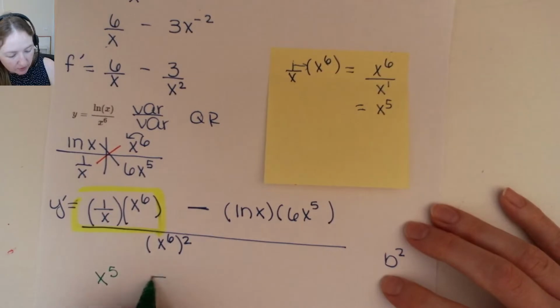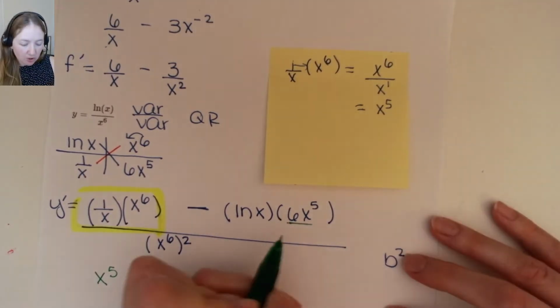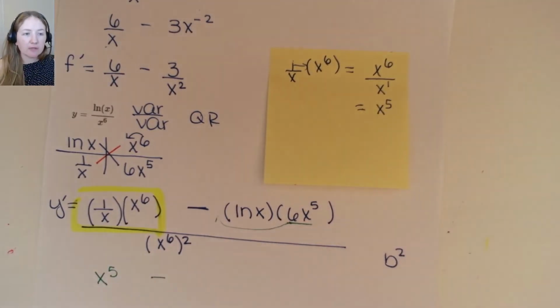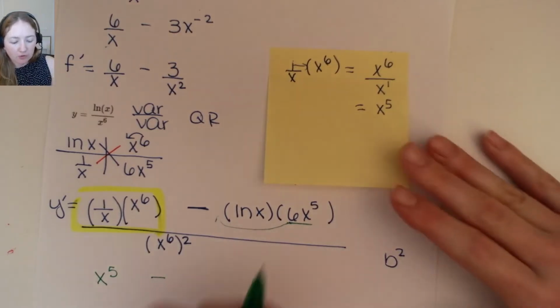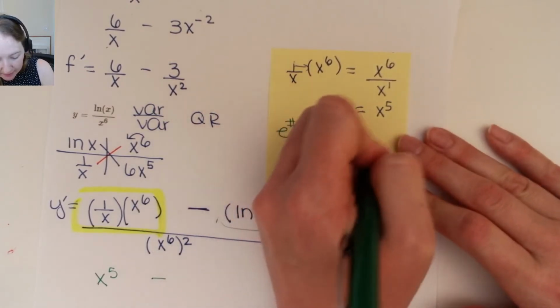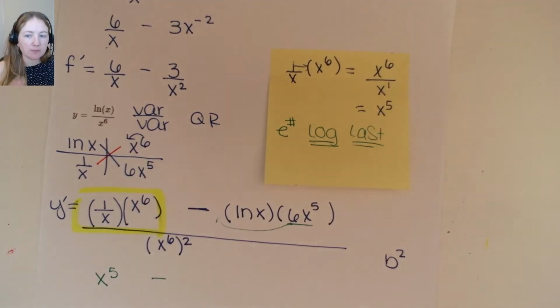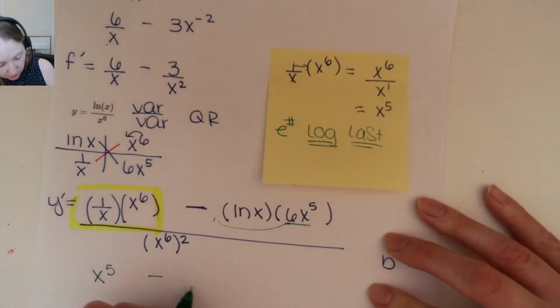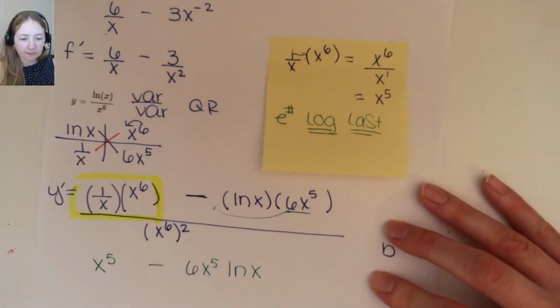So this first term is going to simplify to become just x to the 5th power. Now, the second term, you want to bring the 6x to the 5th to the front of this term. The reason why we want to do that is we don't want there to be any question as far as what is the argument of this natural log. So we're always going to put our e to a power and our log functions last, so that there is never any question about what is the argument. Specifically for log, it is very important to put those log functions last. So this will become 6x to the 5th natural log x.